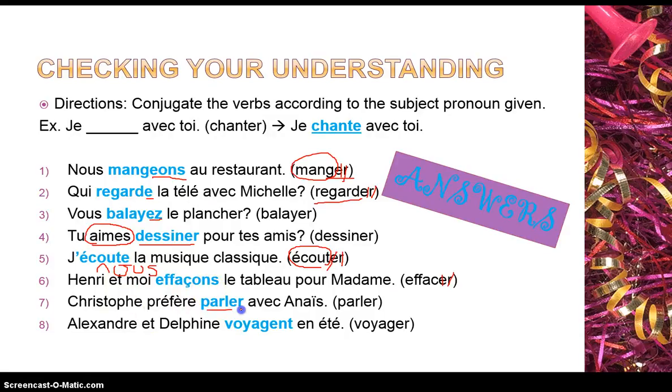Christophe préfère parler. We do not conjugate this. Why? Because préfère is already conjugated. Last but not least, Alexandre et Delphine voyagent en été. They are traveling in the summer. Okay, it's a ger verb. However, we don't need to add an extra E. We're just going to drop that ER and add ENT to our ending. Why? Because Alexandre and Delphine is the same thing as saying ils. Okay?